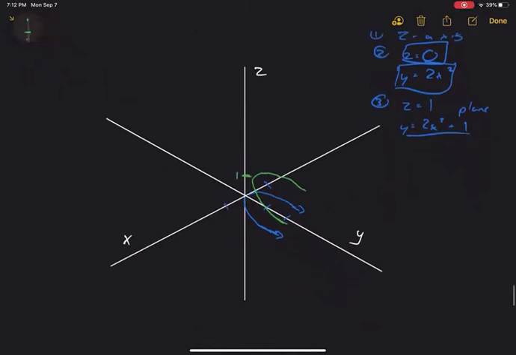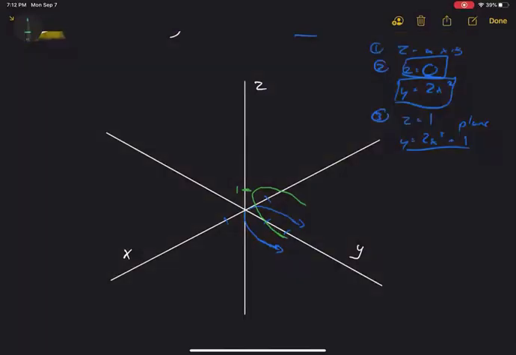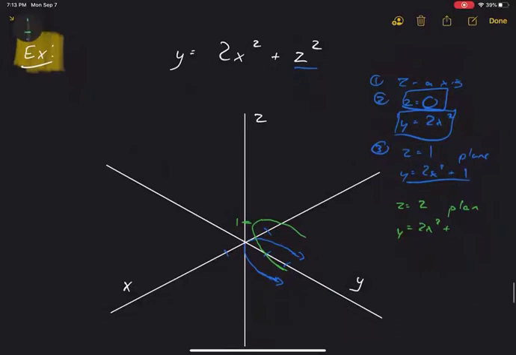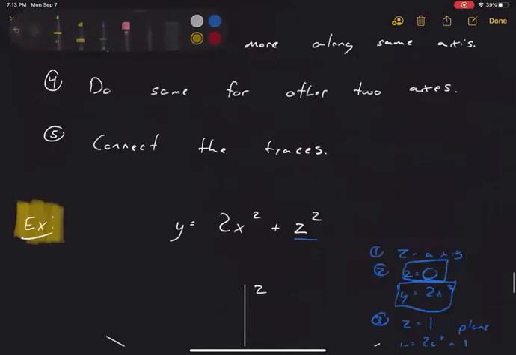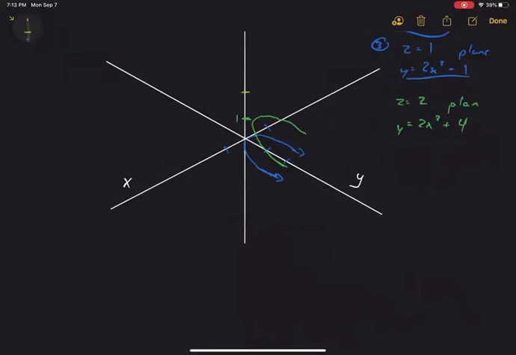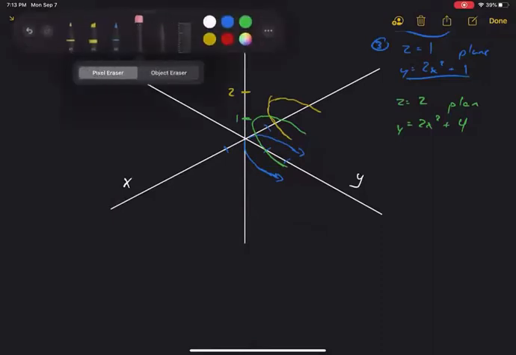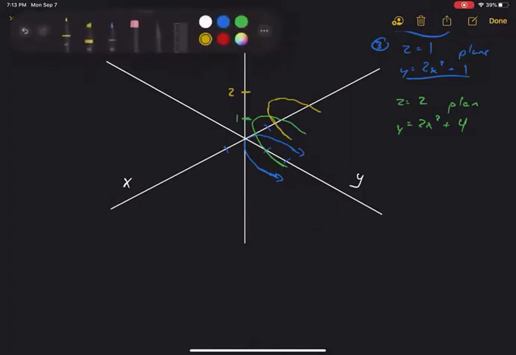Now let's pick z equals 2. Again, this is the plane I'm working in now. My equation becomes y equals 2x squared plus 4, because I square my z. Again, we'll do this curve in yellow. This is again a parabola, but it's been shifted farther away from the axis, about 4 units away now.